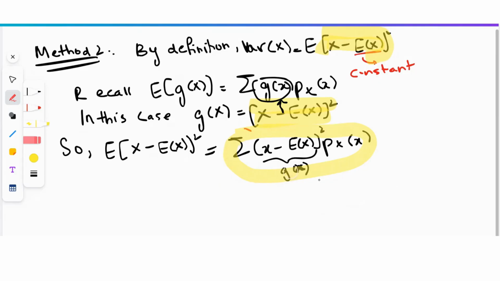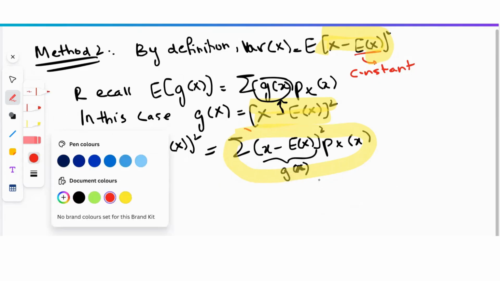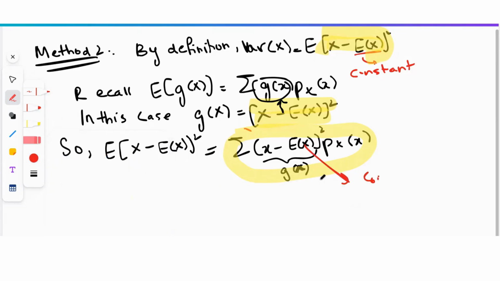The summation of (x minus expected value of X) whole squared times p(x). And here it's very important to keep in mind that the expected value of X is a constant, because when you take the expectation of a random variable, you get a constant. So essentially, we want to find the variance of X, which is the expected value of a function of the random variable X, where g(x) is just (X minus expected value of X) whole squared in this case. So let's do it. We'll adopt it as the approach.